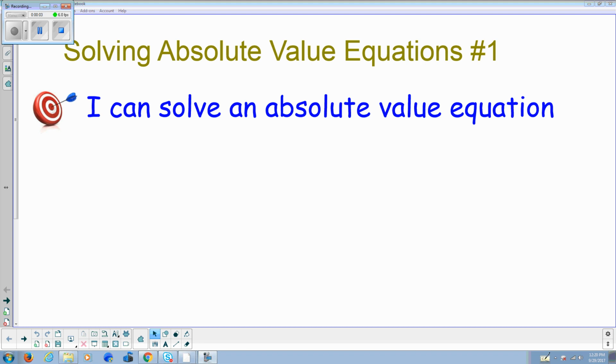Hello class, the title of this lesson is Solving Absolute Value Equations. Our learning target is I can solve an absolute value equation. So we'll get right into the rules.